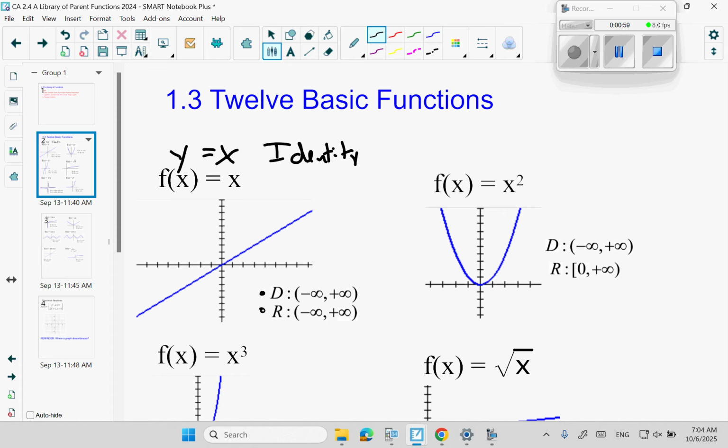Here we have the squaring function, f of x equals x squared. Now my domain's unrestricted. However, my range is restricted right at the vertex. So we see that we have a vertex of (0, 0). I never go below that, so my range would be 0 to infinity.